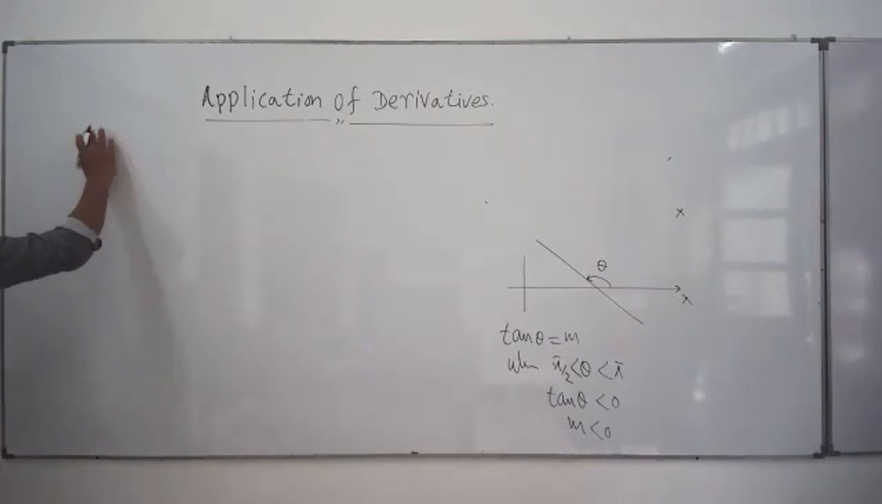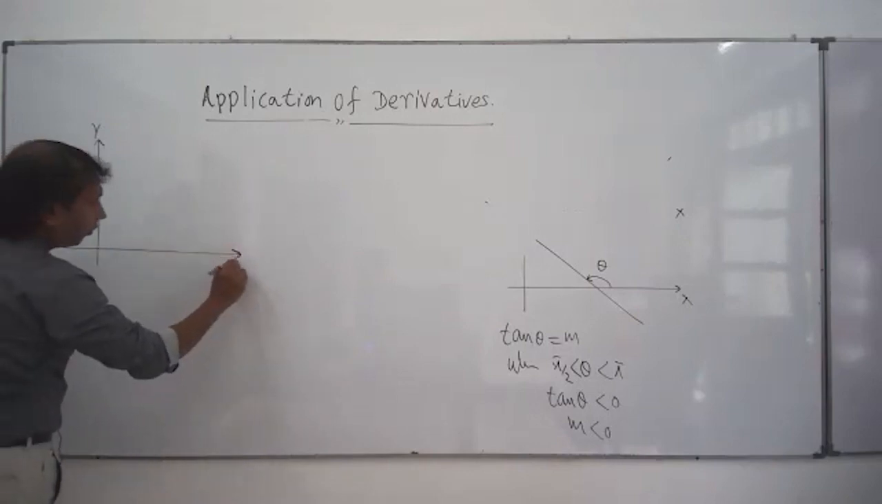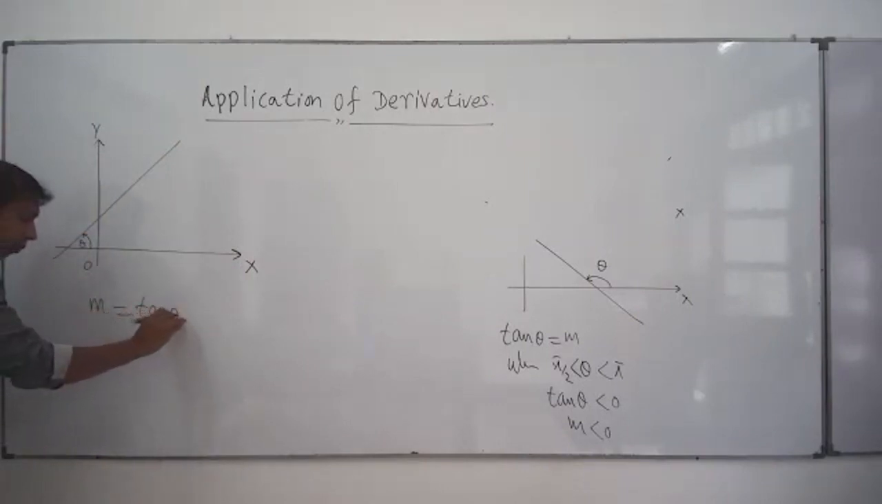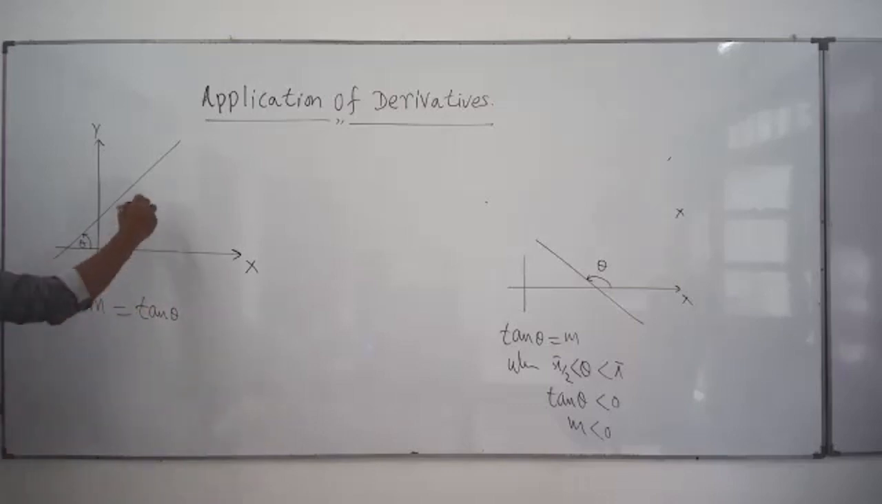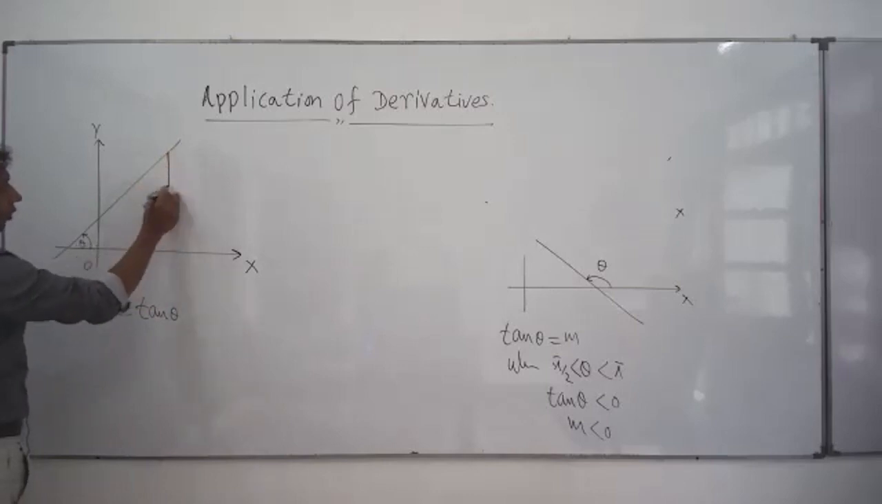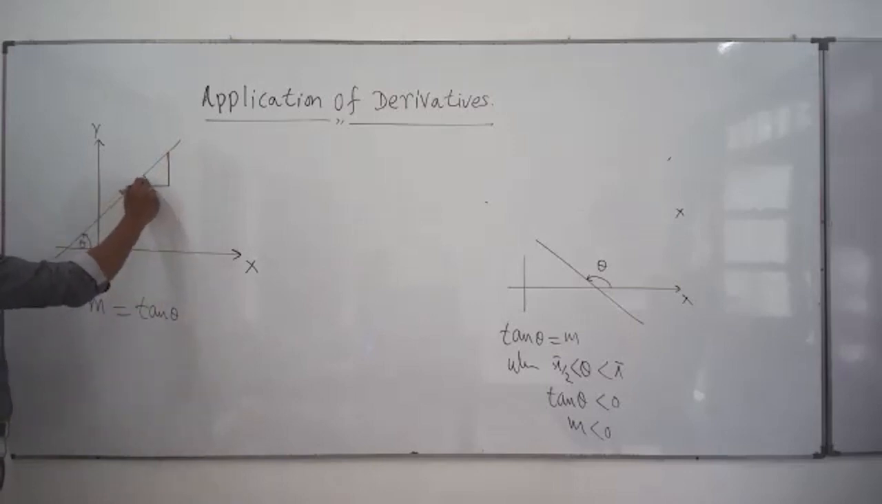Now, I'll take our line this way. This is the y-axis. This is the x-axis. This is O. The gradient we define like this: if this angle is theta, gradient is defined to be tan theta. Now I am going to construct somewhere here a right angle triangle. This side is parallel to the y-axis. This side is parallel to the x-axis. If this angle is theta, this is also theta. This is the right angle.